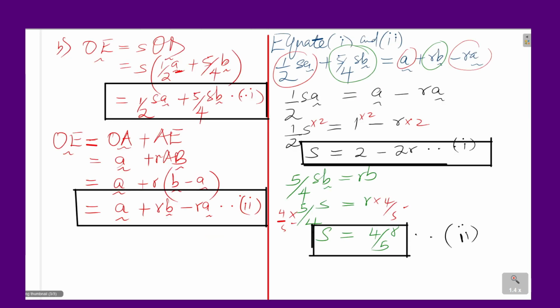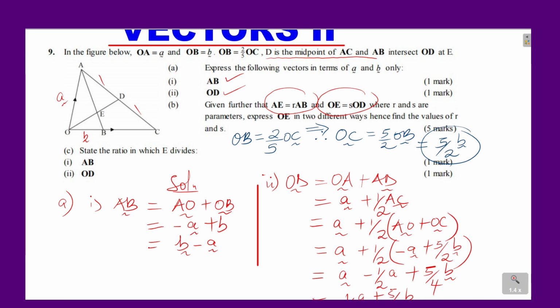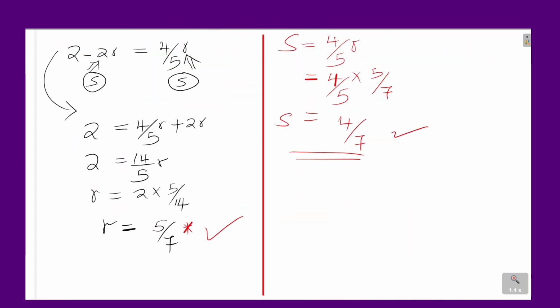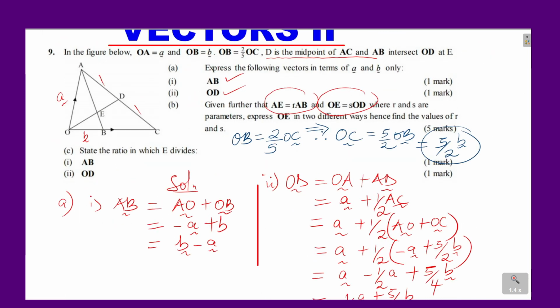Now we've done that. The last part, now part C. We're now in part C, the question. Part C, you're supposed to state the ratio in which AE divides AB. AE divides AB. The first one, AB. AE. So I'd like you to look at AE. In what ratio does it divide AB?